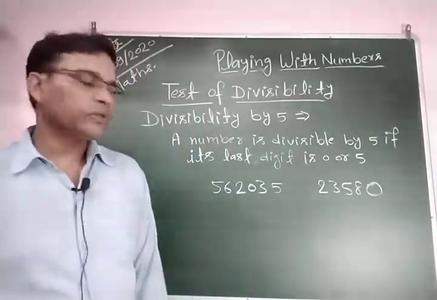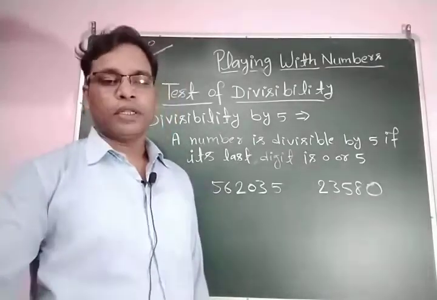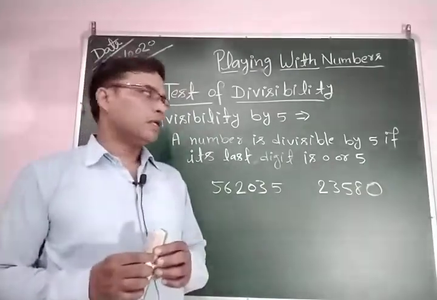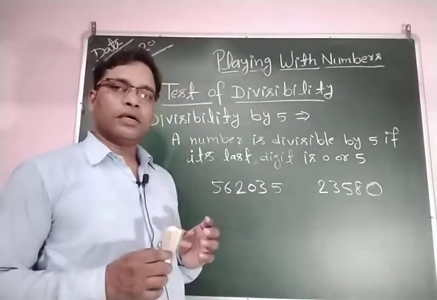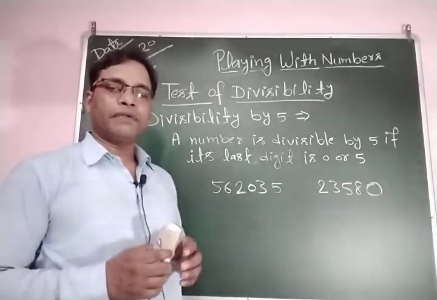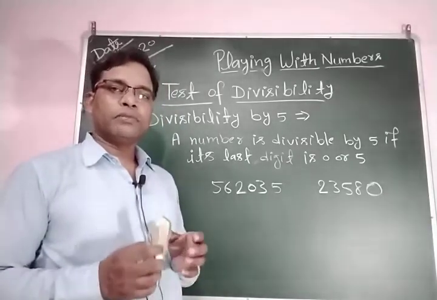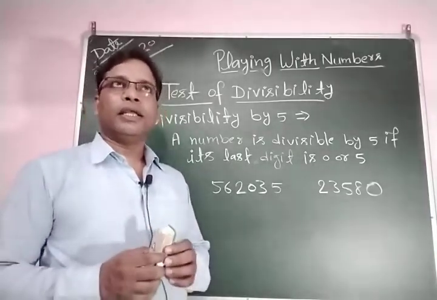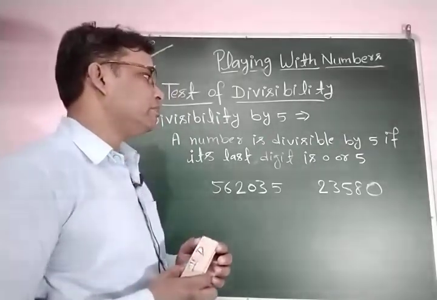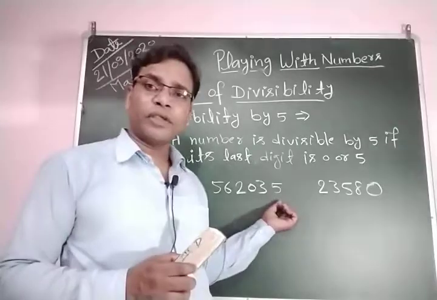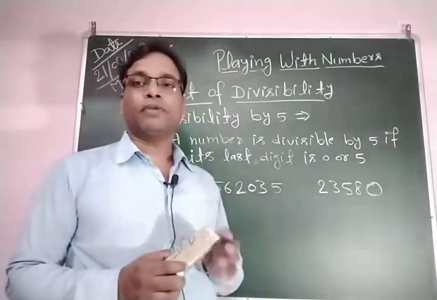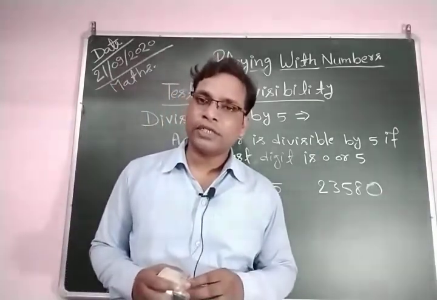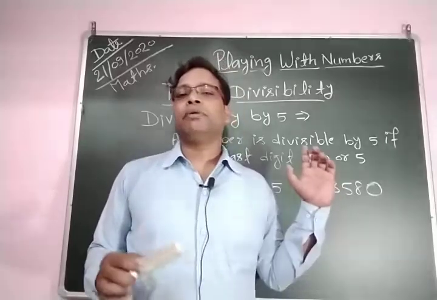Now we are going to take divisibility by 2. Students, I hope all of you understood the divisibility test of 5: whether any number is divisible by 5 or not, how can we check without actual division? You can check without actual division by looking at the ones place digit. If the ones place digit is 0 or 5, then you can say this number is divisible by 5. If the ones place digit is not 0 or 5, then this number is not divisible by 5.